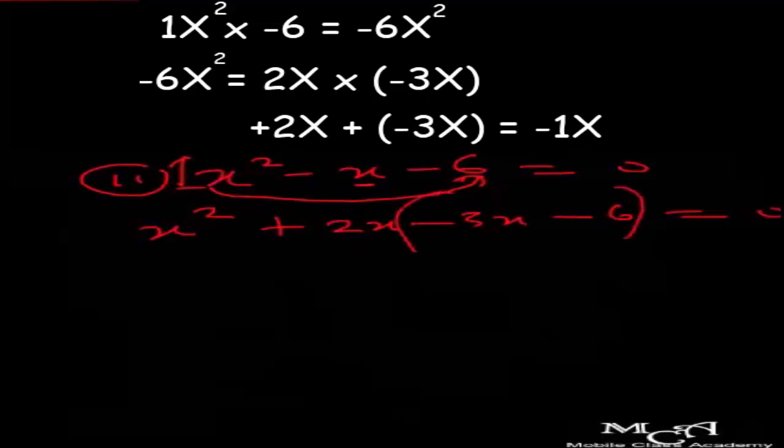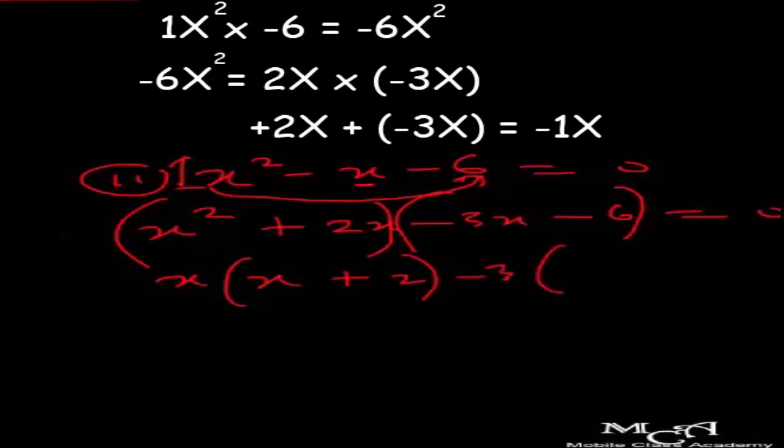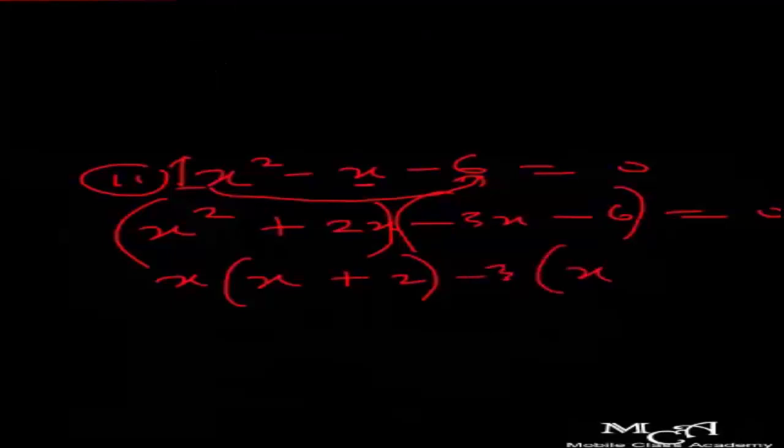Then I bracket this and then I bracket this. Now from here your x is common here, so I factor it out. 2x divided by x will give us what? Plus 2. And then minus 3 is common here. Minus 6 divided by minus 3 will give us what? Plus 2, which is equal to 0.